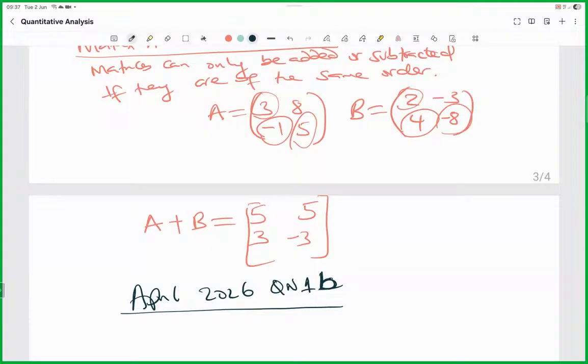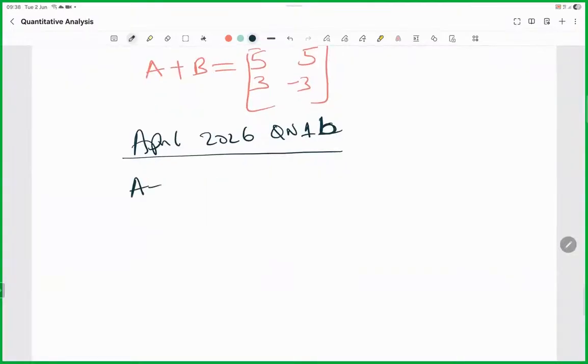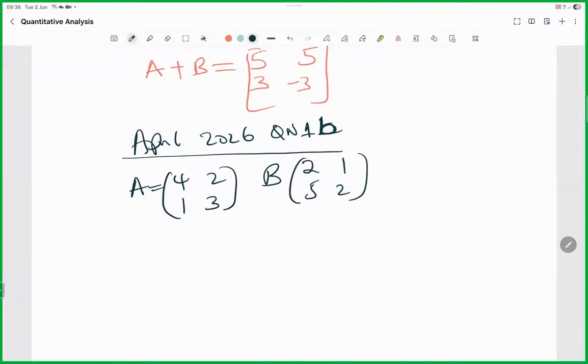I want to believe that is something you can do very easily without my help whatsoever. True or false? So remember, there are two matrices that we have, ladies and gentlemen. We have A 4213, B 21. Then they want us to simply give them A plus B.